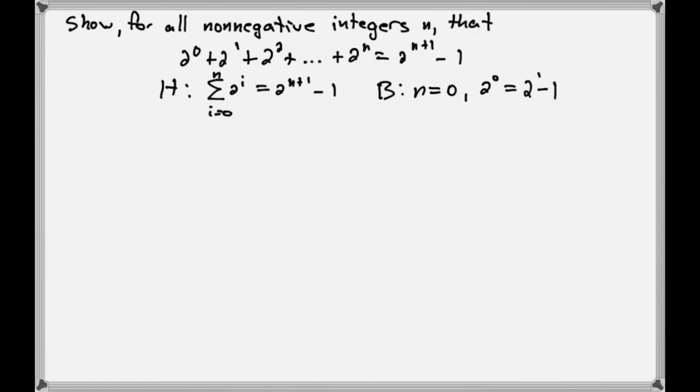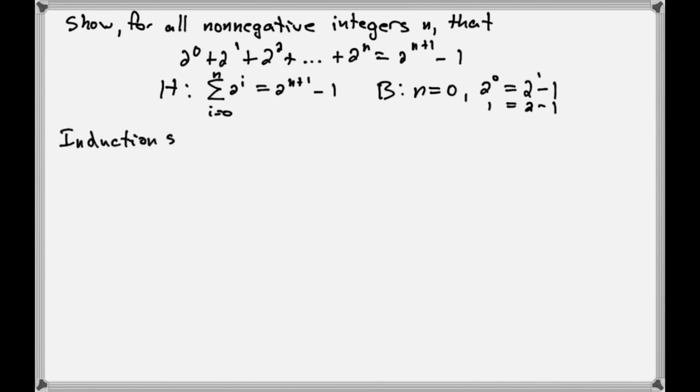For our base case, we're going to choose n equals 0. So we'll plug that in. We get 2 to the 0 is equal to 2 to the first power minus 1. And of course, anything to the 0th power is 1. And that is equal to 2 minus 1, which indeed is 1, so we're in good shape. Okay, so we've shown that our hypothesis is true for some value of n.